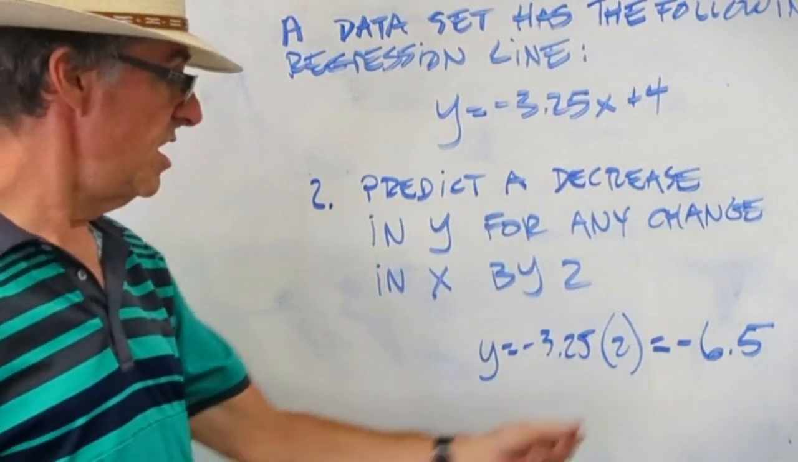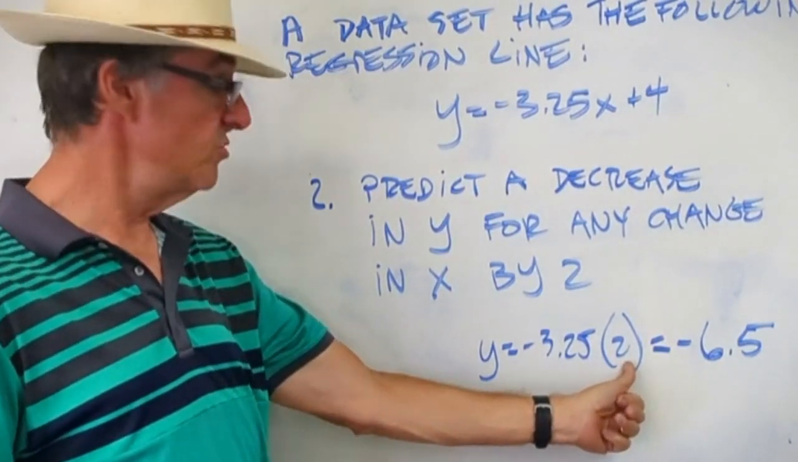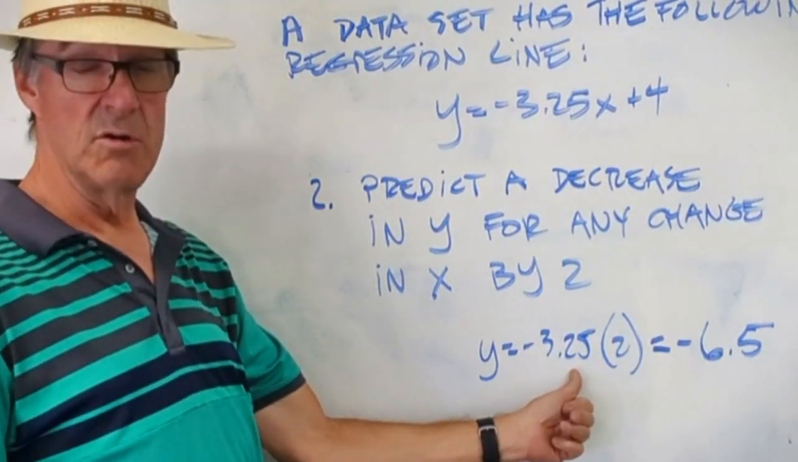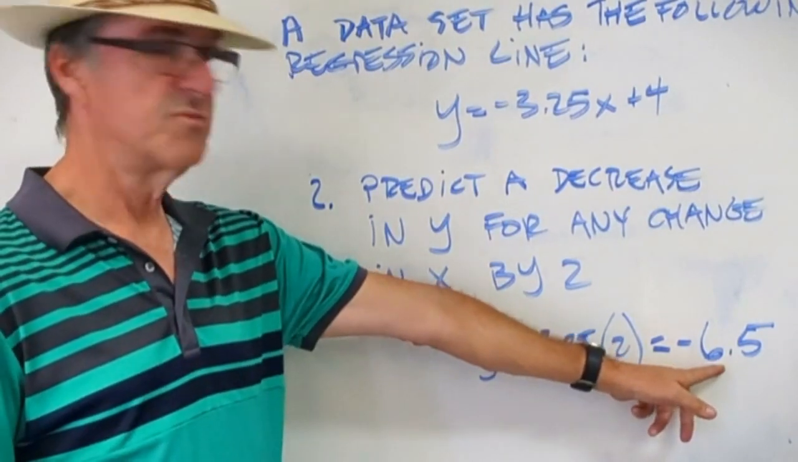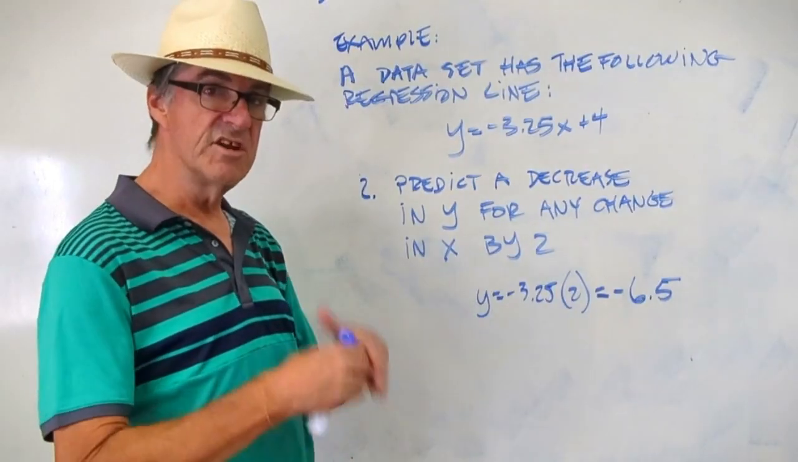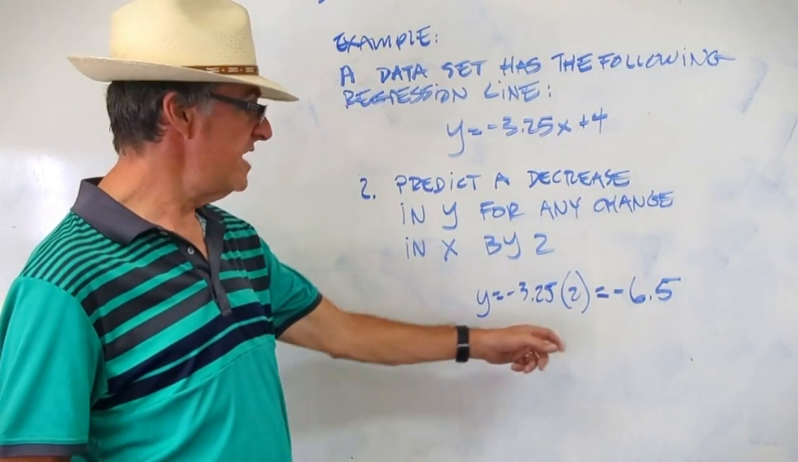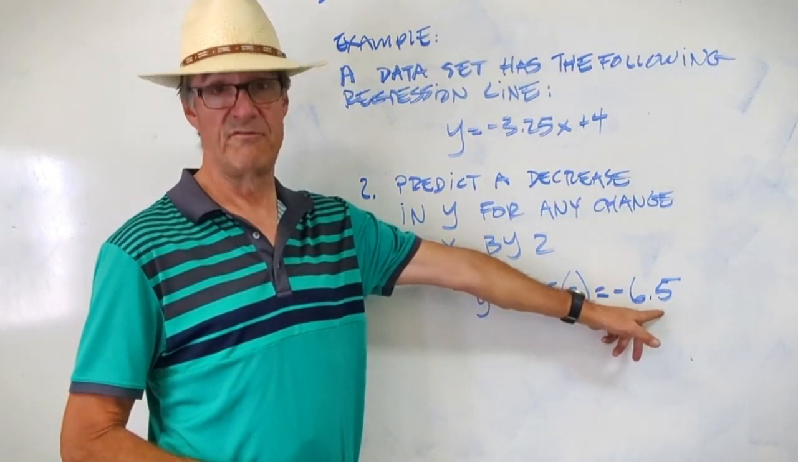So to answer this question, I just take my change in x by 2 and multiply it by my slope, my gradient, and I get minus 6.25. So that means for every 2 x changes, y is going to go down by 6.5.